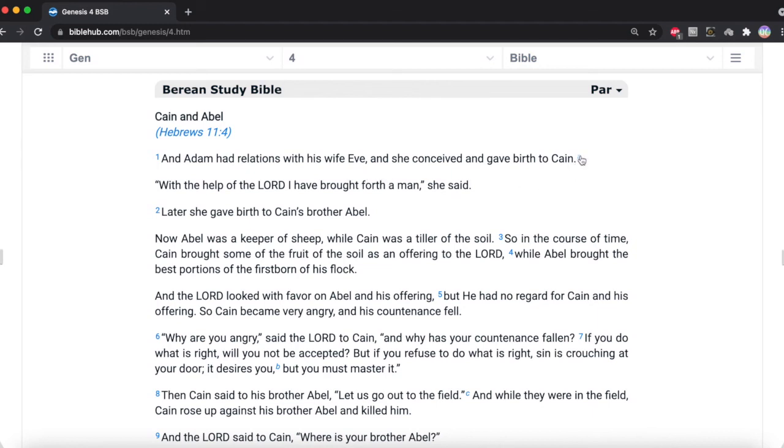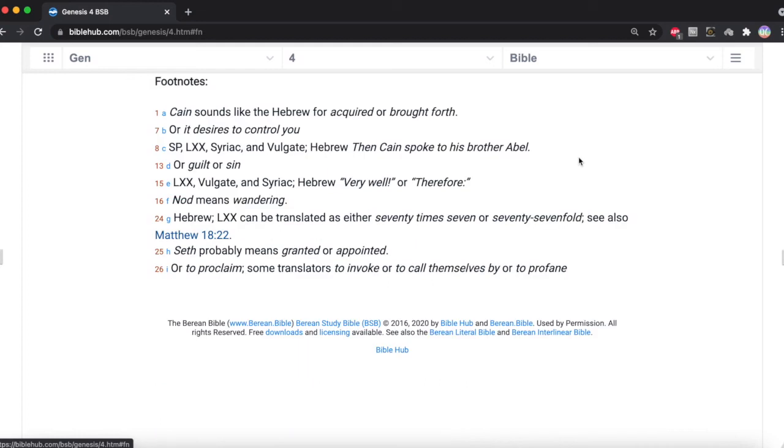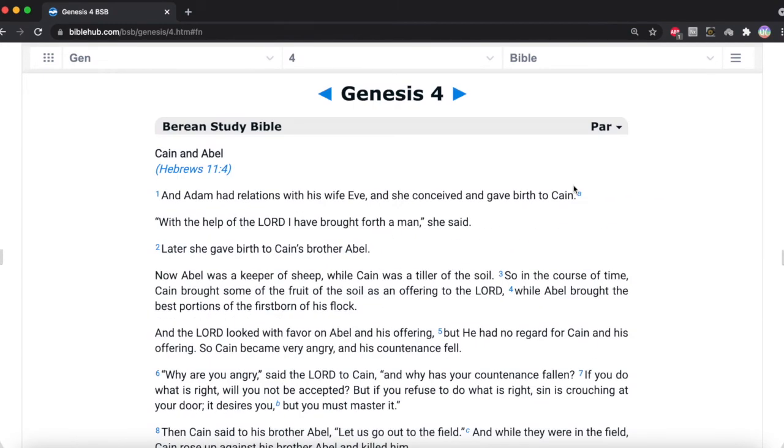And, well, that doesn't make sense to me without footnotes if I don't know that the word Cain in Hebrew sort of has this idea. Let's see if they say it here. Here we go. So they have a footnote that says Cain sounds like the Hebrew word for acquired or brought forth. So it helps explain that. Just some basics.